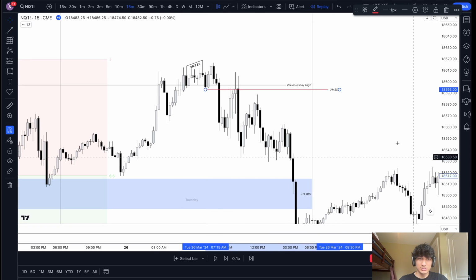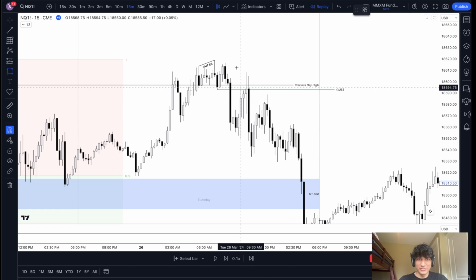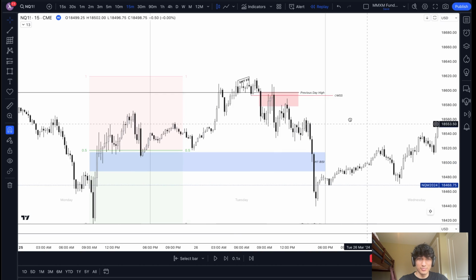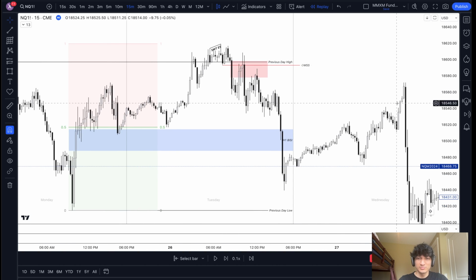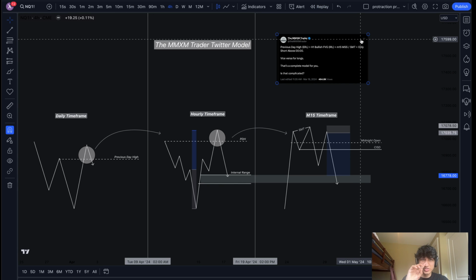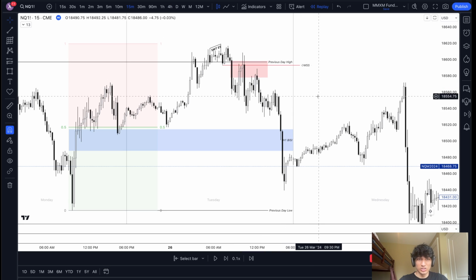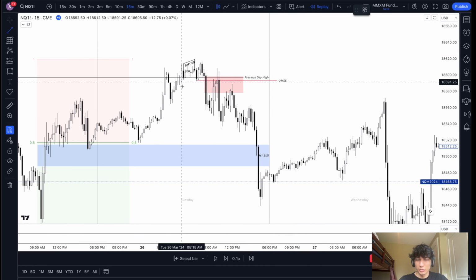Let's mark that out. And now we can see we have this nice displacement and 15-minute internal range, or sell side imbalance, buy side inefficiency. Now, what is important to note with this model, we must be shorting above the midnight open. So let's take our true day open, locate that.